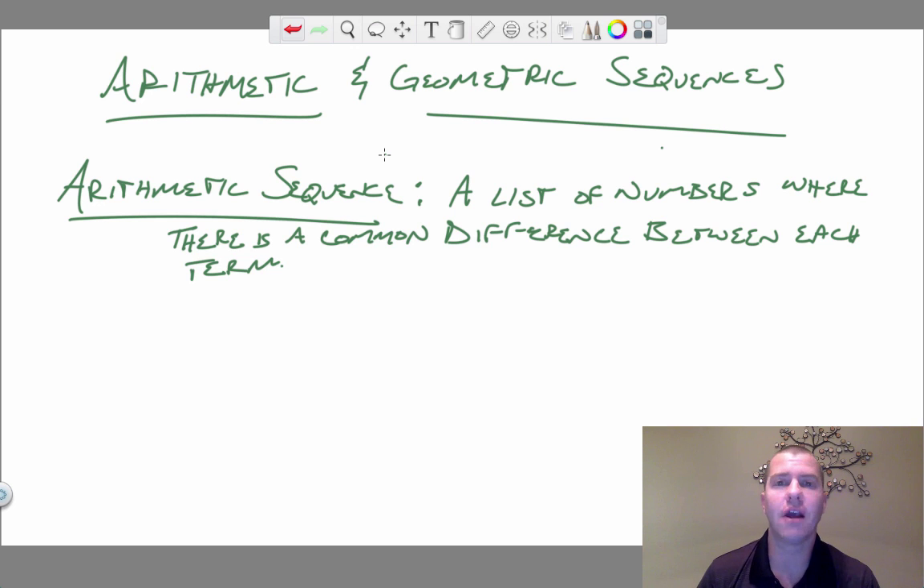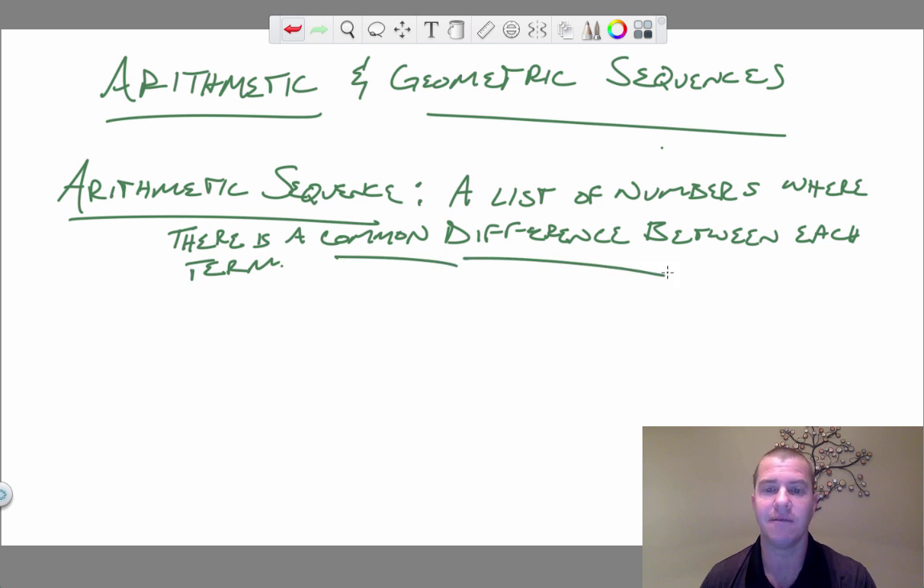Okay, we're going to be doing arithmetic and geometric sequences. A sequence is basically just a list of numbers, and they can have patterns to that list of how you get to the next term. An arithmetic sequence is a list of numbers where there is a common difference between each term. Basically, you're adding the same number every time to get to the next term, and whatever number you're adding is called the common difference.